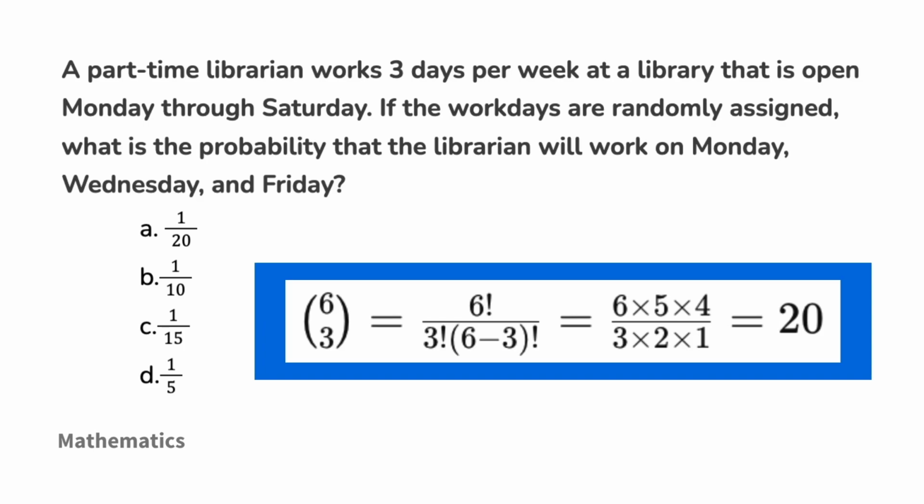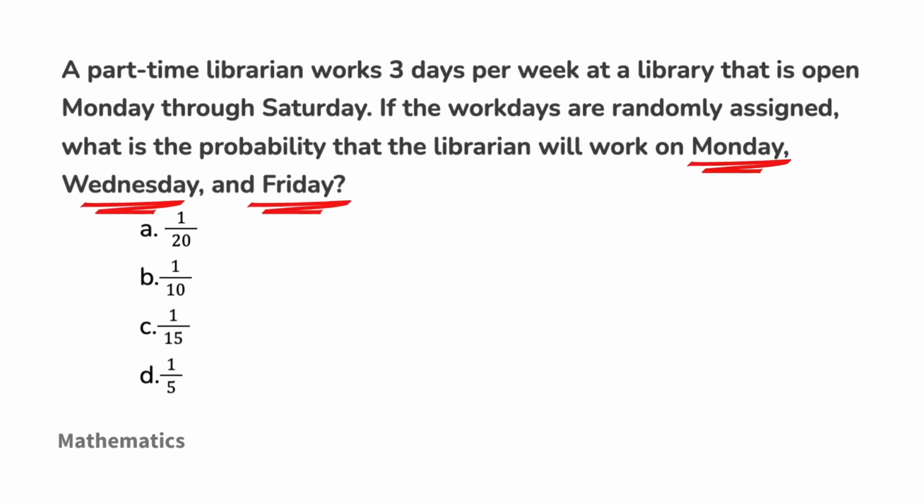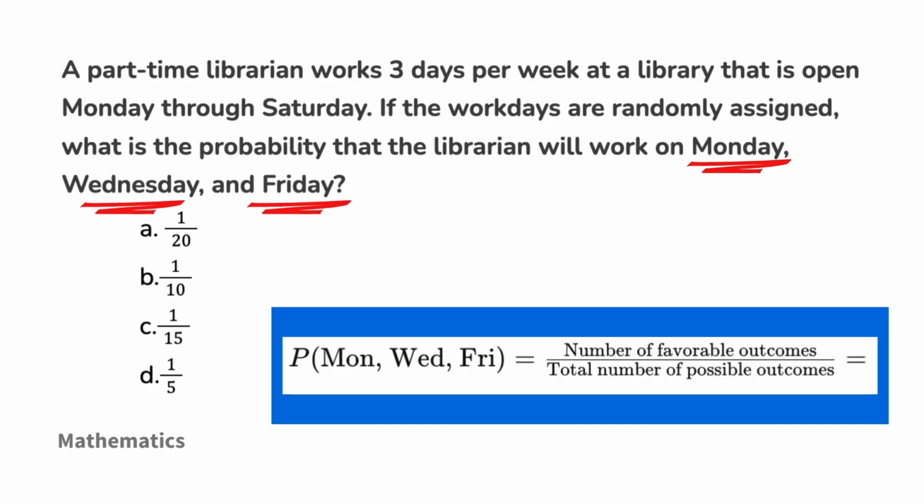which means that there are 20 different ways the librarian can be scheduled to work any 3 days out of 6. To complete this problem, we need to keep in mind that there is only one specific set of days that we are actually interested in, which is Monday, Wednesday, and Friday. Therefore, this is one specific combination of days. So now we need to calculate the probability using the number of favorable outcomes divided by the total number of possible outcomes. And this gives us the answer of 1 over 20.